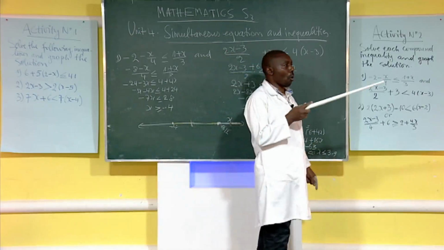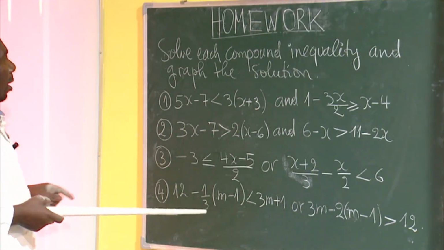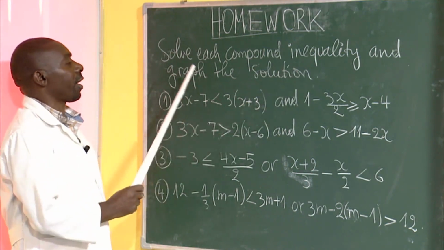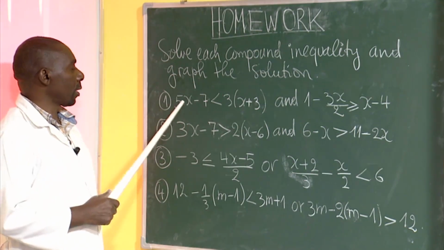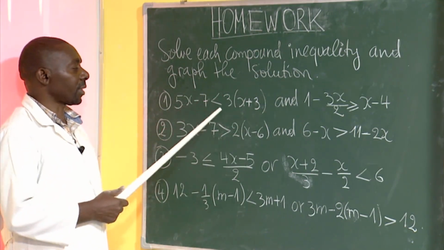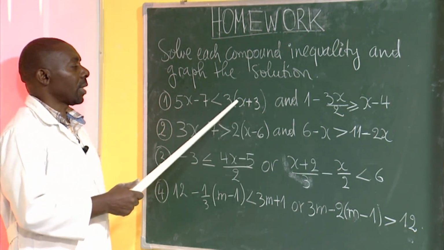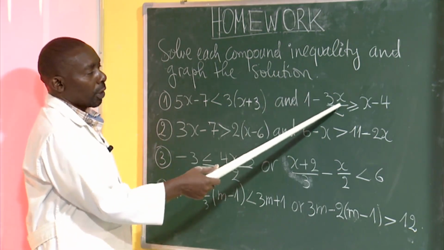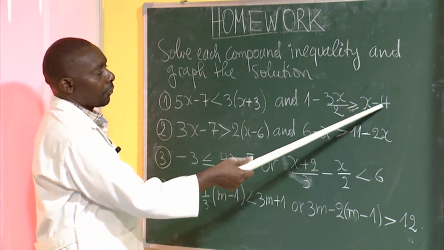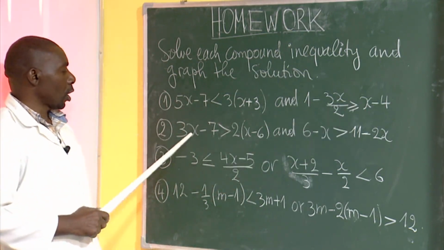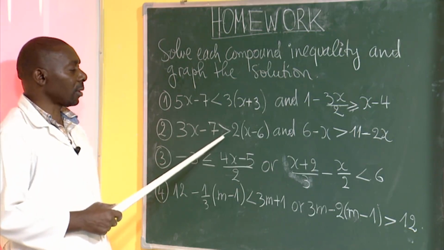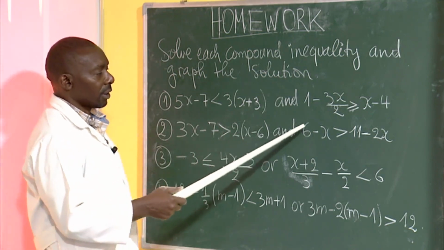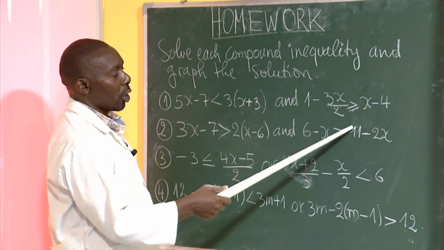Now, here you have your homework. Solve each compound inequality and graph the solution. Number 1, 5x minus 7 is less than 3 times (x plus 3), and (1 minus 3x) by 2 is greater than or equal to x minus 4. Number 2, 3x minus 7 is greater than 2 times (x minus 6), and 6 minus x is greater than 11 minus 2x.